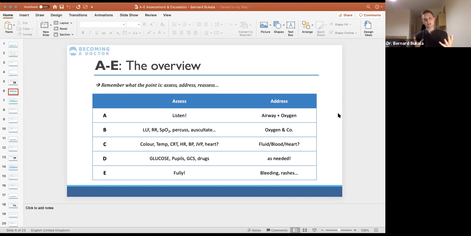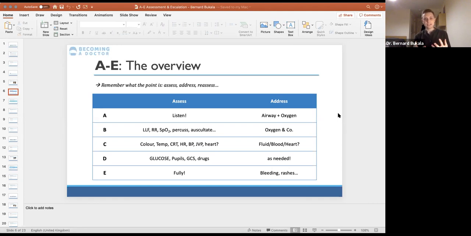Moving on to C, circulation. So here we're thinking of two things. We're thinking of the heart, and we're thinking of the circulating volume, so the fluid. So we're looking at color of the patient, looking at temperature, cap refill, heart rate, blood pressure, JVP, and thinking more specifically of the heart. If we suspect something, maybe do an ECG, maybe do a further assessment of the heart's function. Now here, how we address it, so we either address the fluid part, so we give them fluid or blood, or we address the heart part, and we usually do that with drugs, right? And then we go again and start from the beginning, A, B, and C.